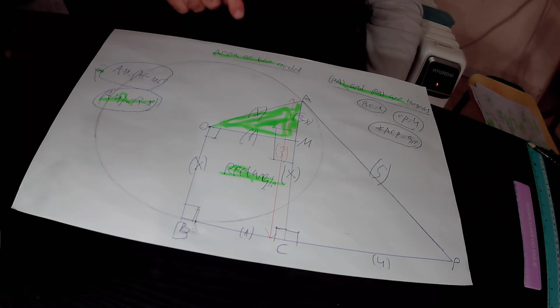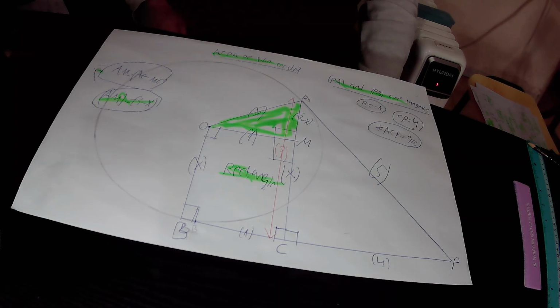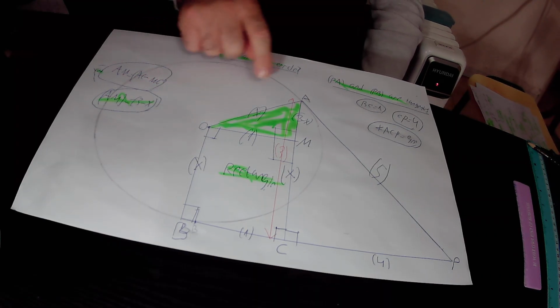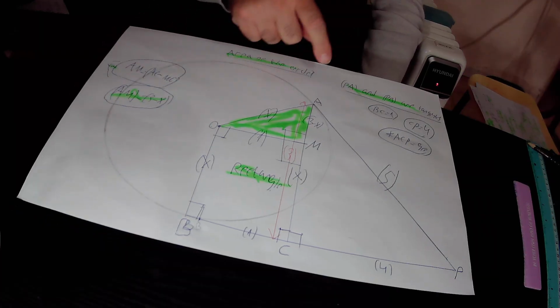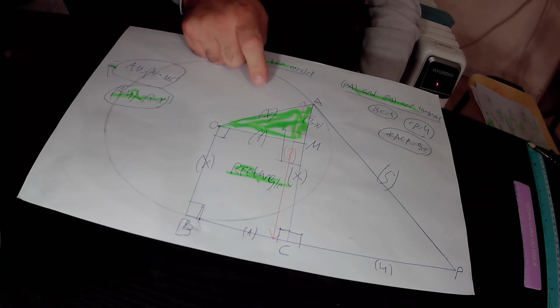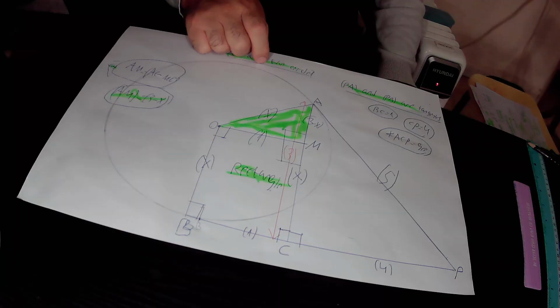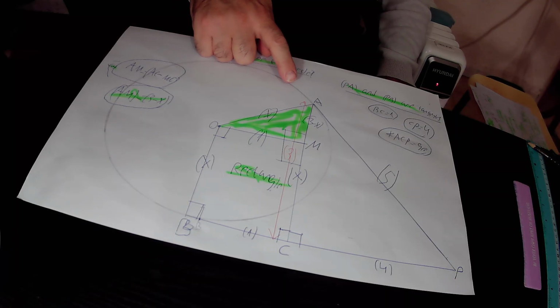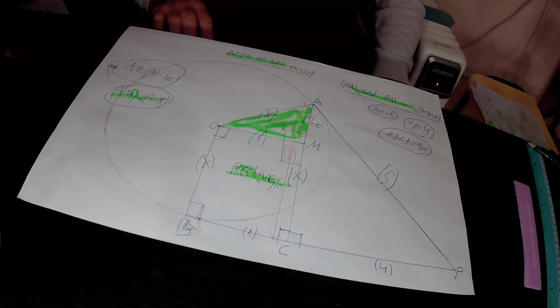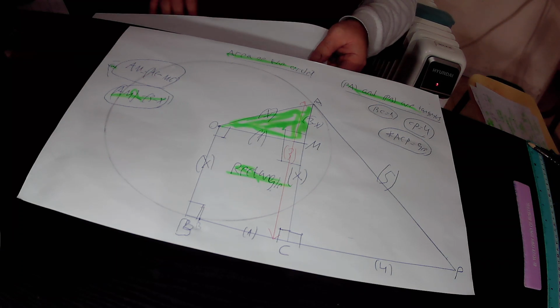In the next step, we join points O and A together by a straight line. Point O is the center of this circle, point A is a point on the circle itself, therefore OA is the radius of this circle, and equals x. In the next step, we implement the Pythagoras theorem on this green right triangle AOM.